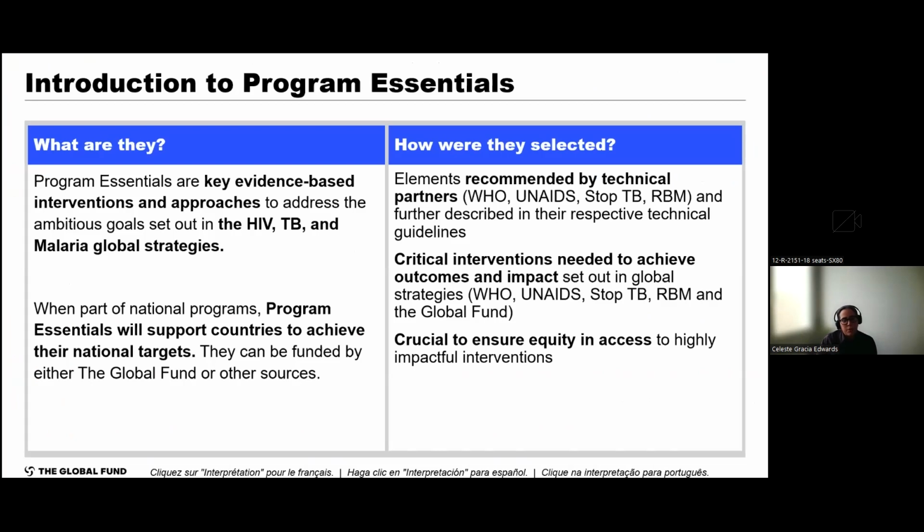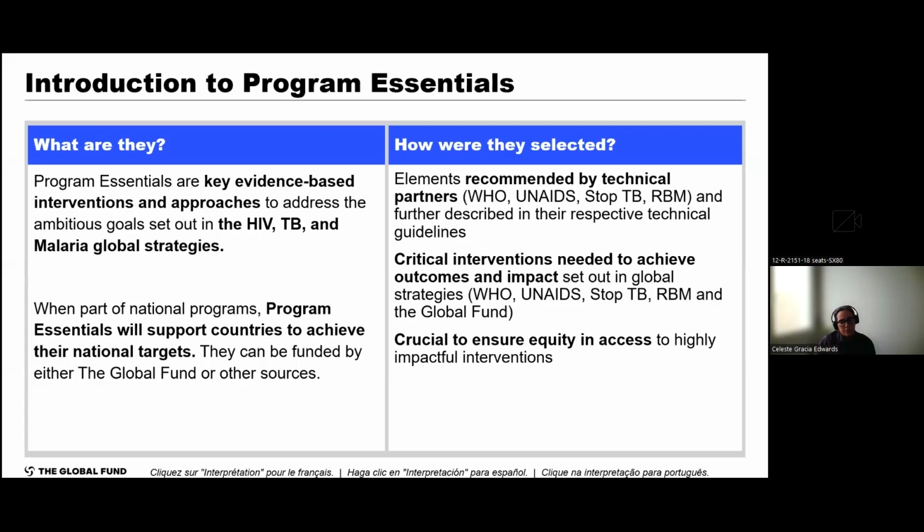So, as you probably know, we are going to be introducing program essentials for the first time for this next cycle. And program essentials are key evidence-based interventions and approaches that are going to be used to address the ambitious goals that were set for HIV, TB, and malaria global strategies. The program essentials are, like I was saying, for the 3 diseases, and they are based on WHO recommendations and other technical partners' recommendations. So they are strongly based on evidence. We think that by implementing these program essentials, we are going to be able to reach our collective goals, and that we are going to be promoting equity and ensure access to everybody to life-saving interventions.